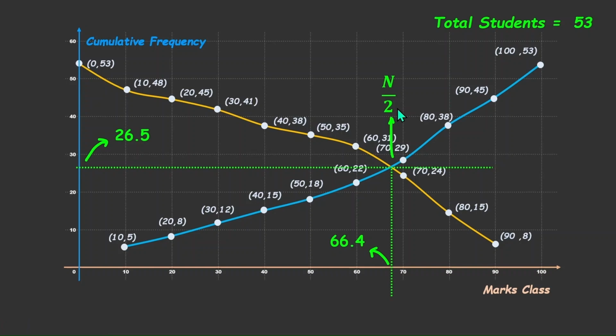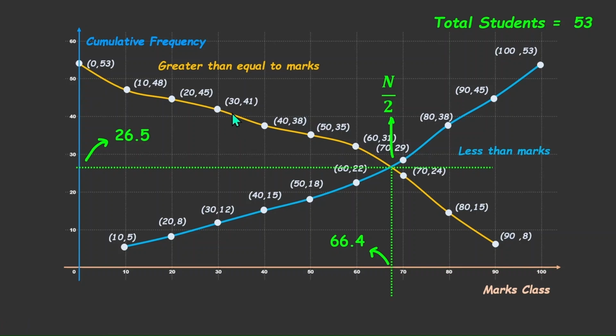Another way to understand is that a more than ogive curve gives us an idea about greater than or equal to marks. As in, if we are looking at this point 10, 48, then we can say that there are 48 students who have got more than 10 marks. Whereas a less than ogive will tell us the less than marks. So if we are taking 90, 45, we are saying that 45 students have scored less than 90 marks.